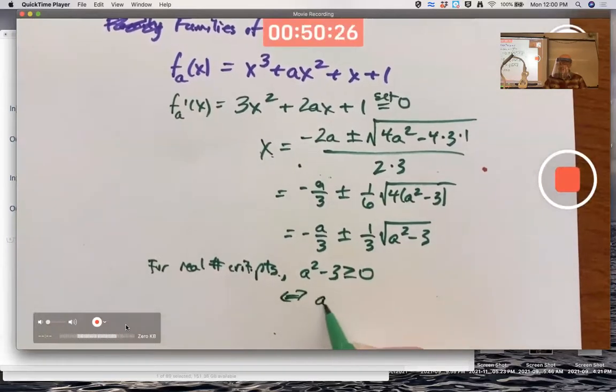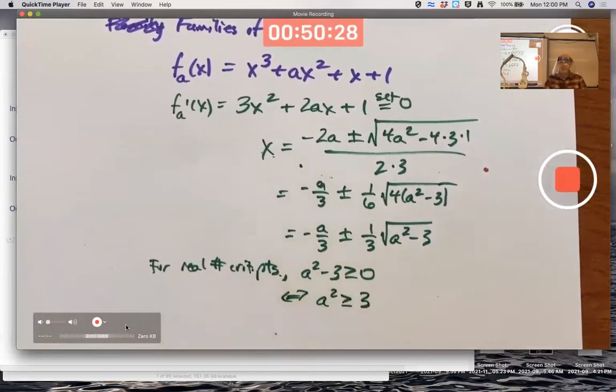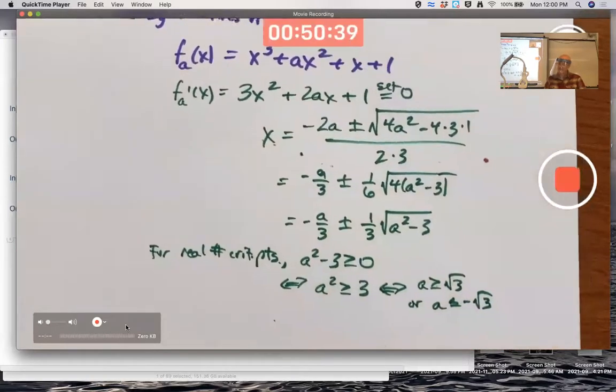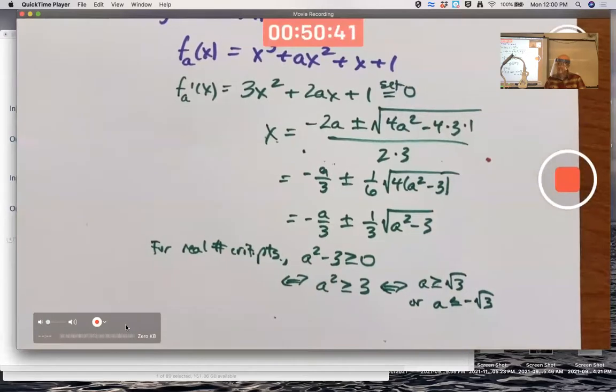That's equivalent to A squared being greater than or equal to 3, which, if you think about it, is equivalent to A being greater than or equal to square root of 3, or A being less than or equal to negative square root of 3. For example, the square root of 3 is about 1.7. For example, 2 and negative 2 both satisfy this inequality. 2 squared and negative 2 squared are both 4, which is greater than or equal to 3.